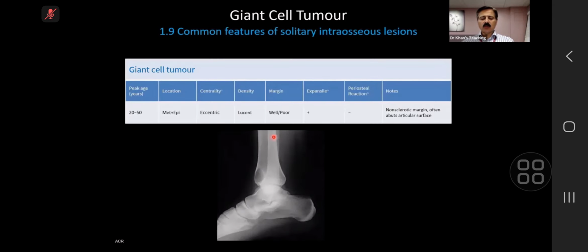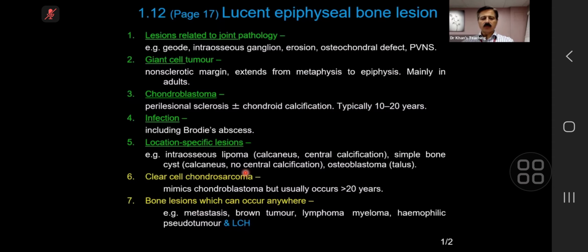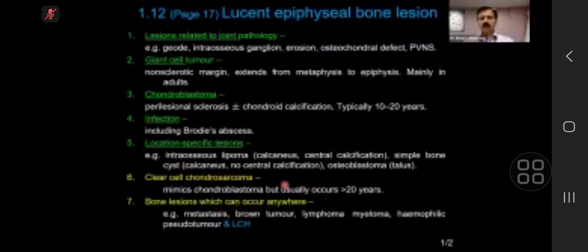In giant cell tumor, look at the age group, and this is a very important point for the exam: 20 to 50. The aneurysmal bone cyst maybe stops at an age of 20 to 25, so this goes into a different age group. And chondroblastoma also, you remember that was a younger age group. So this one, I have already told you the importance of this lucent epiphyseal bone lesion.